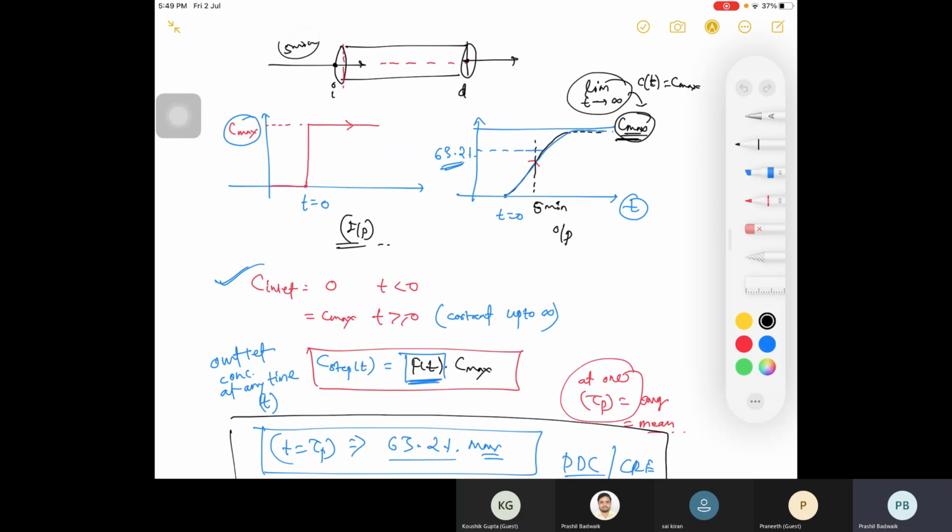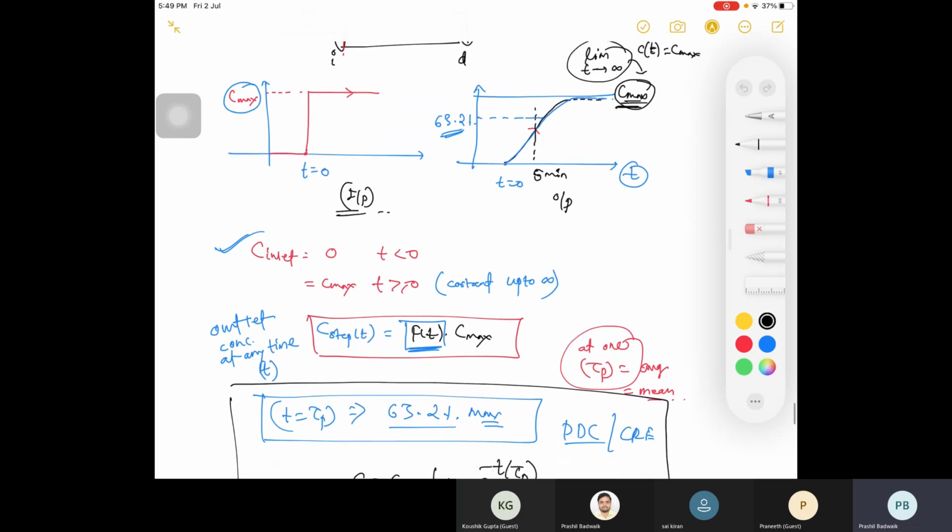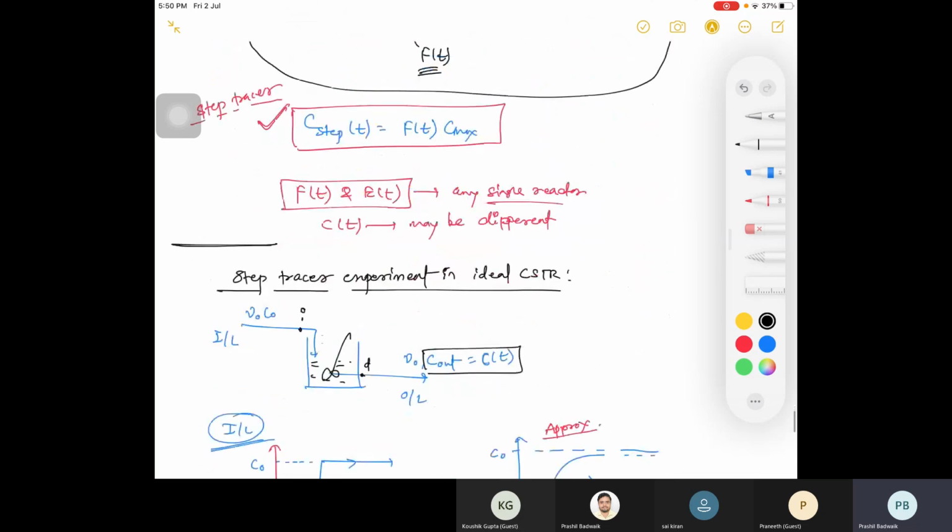But in case of step injection, you have seen there is no direct E of t. First you get F of t, and after differentiating F of t, you get E of t. So the formula for C step, that is the concentration of tracer at any time at the exit of the reactor, is equal to the maximum concentration of tracer into F of t. The maximum of F of t is 1, and we multiply it with C max, so we get the maximum concentration.